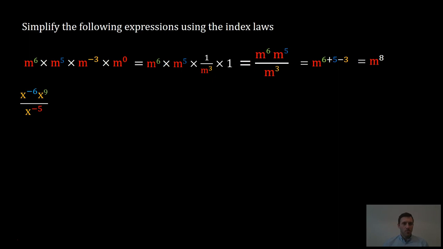Another example, we have x to the power of negative 6 times x to the power of 9 divided by x to the power of negative 5. We can simplify the top by adding powers because we're multiplying them.